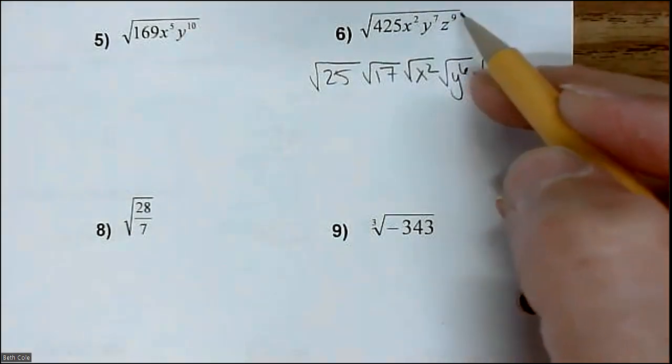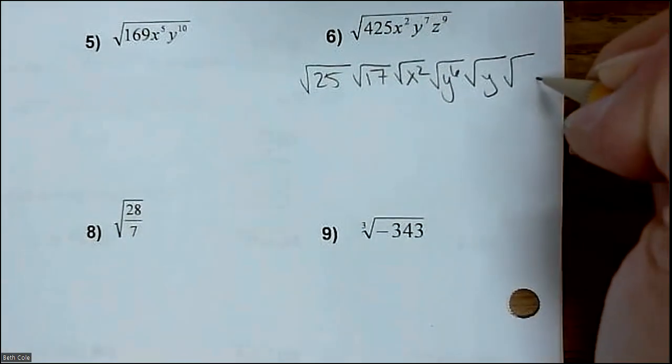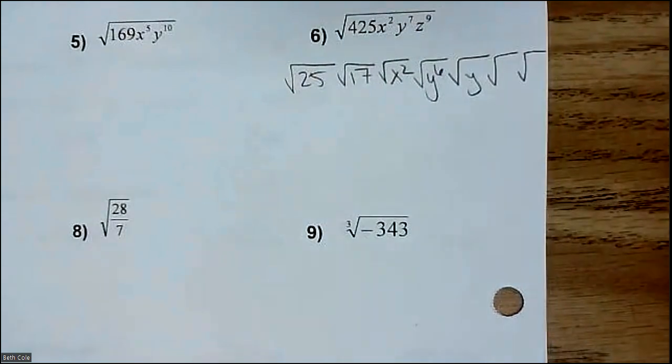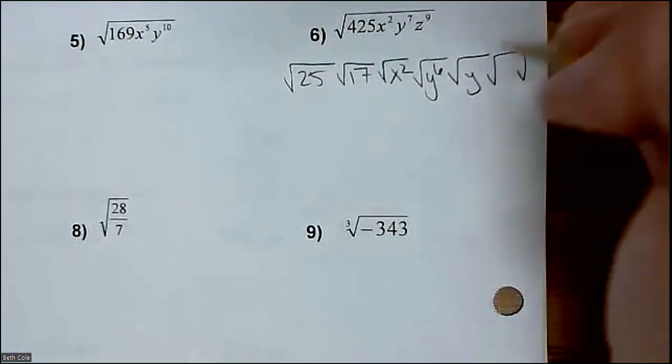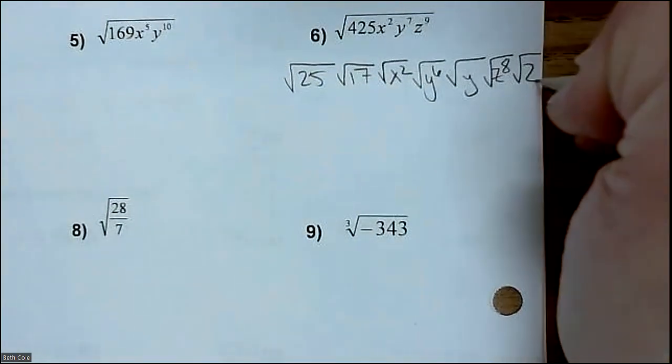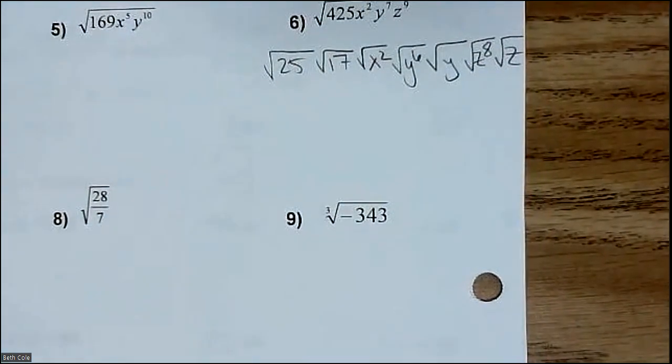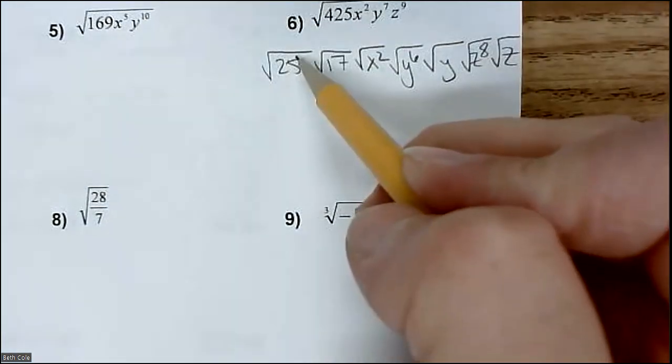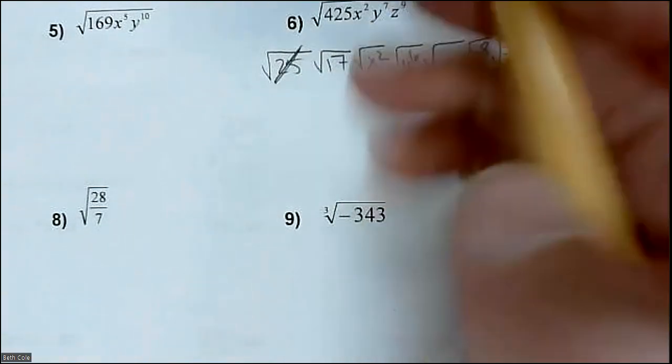And then 9 is not an even number, so again, split that. I almost ran out of room here. Z to the 8, and then a leftover Z. I'm sorry, I kind of ran into the edge of the paper. All right, now we're going to check them off. You're going to do all the ones that work, and then all the ones that don't work, you're just going to skip them. What's your square root of 25? 5.